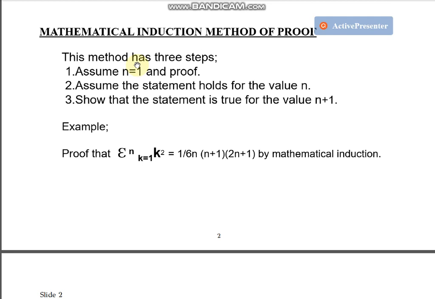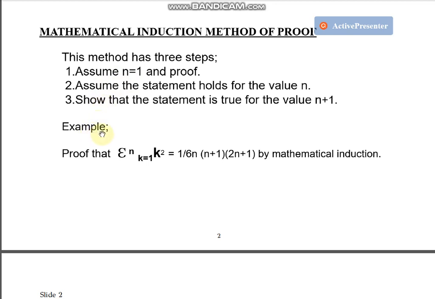The first step, the student has to check whether the equation or the question provided is respecting this rule, whereby we are saying n should be equal to 1, and prove. Then assume the statement holds for the value n. Then, after assuming the statement holds for the value n, the student has to proceed by showing that the statement is true for the value n plus 1. Let's check how we can do this.